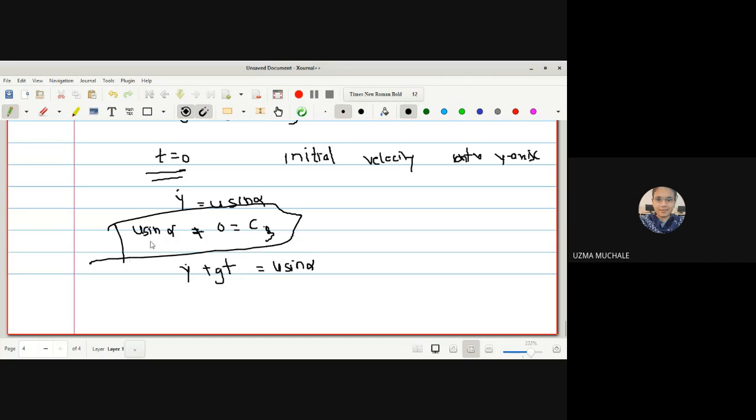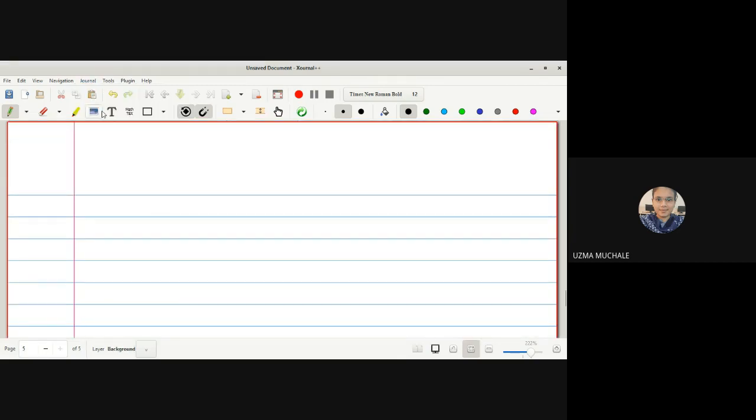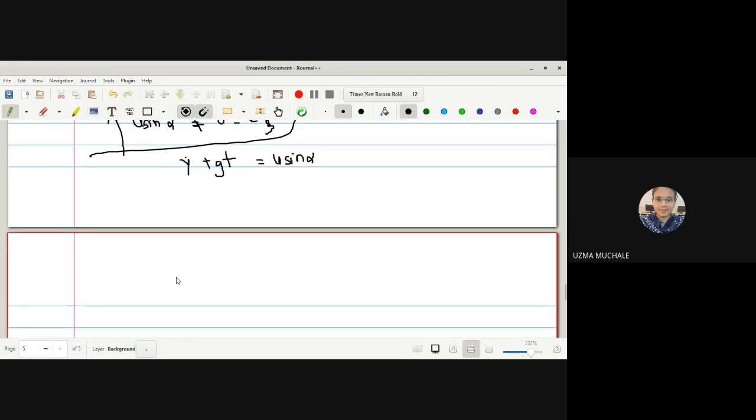Okay, so now again integrating, we get, okay, y dot we have got. After integration once again we get y plus gt square by 2, again integration with respect to t, so u sin alpha into t plus the next constant c4.